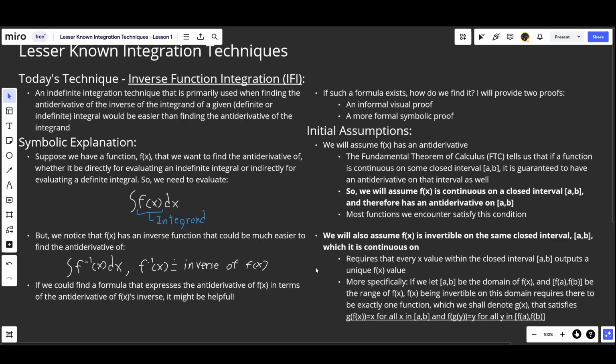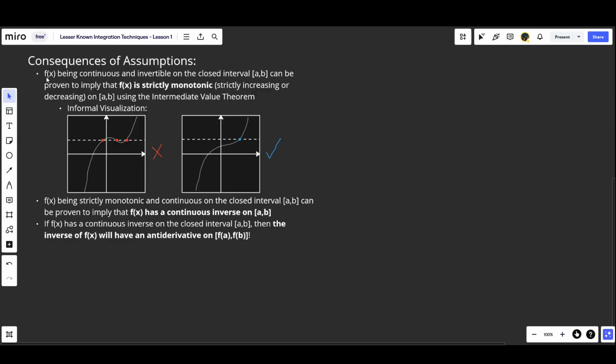Now, as it turns out, we don't actually have to make any more assumptions after this, because the last assumption that we would have had to make, namely that the inverse of f of x has an antiderivative, can be proved using the two assumptions that we have made. Using the assumptions that f of x is both continuous and invertible on the closed interval a b, it can be shown that f of x would have to be strictly monotonic on that interval as well, meaning that it is strictly increasing or decreasing.